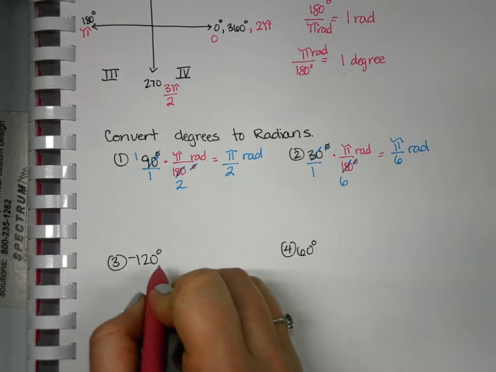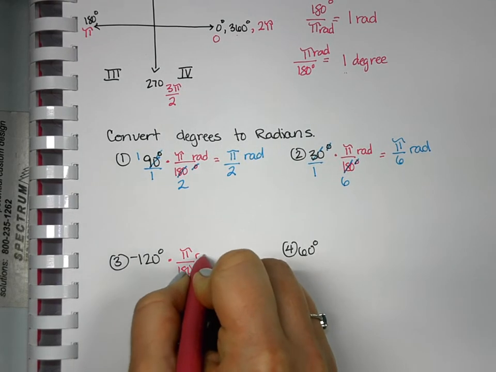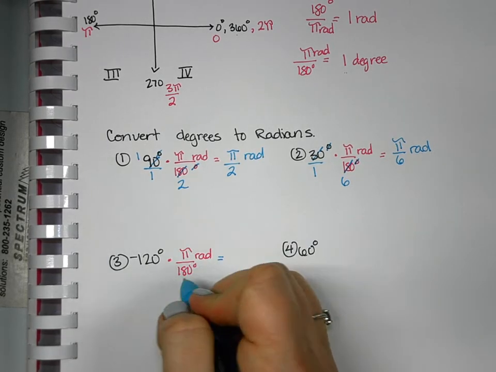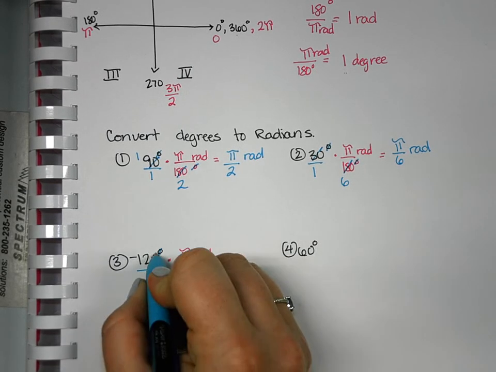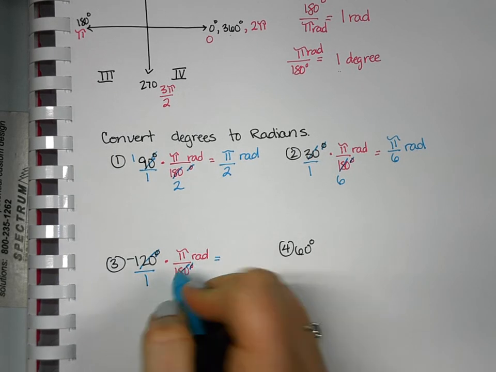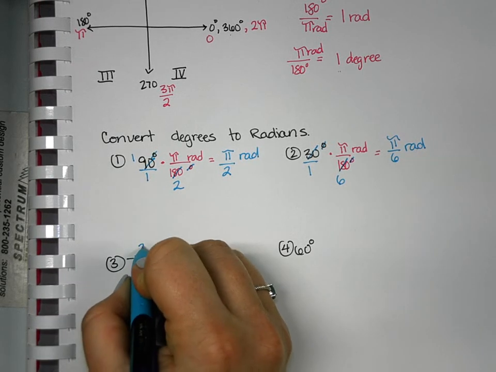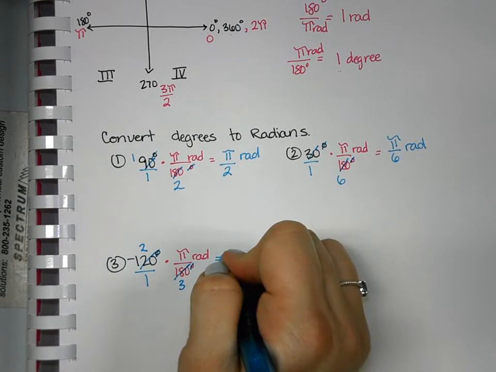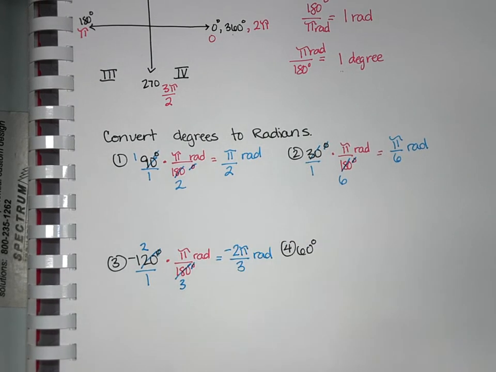For negative 120, again we multiply by pi over 180. We again have radians on top, degrees on the bottom, so that the units will cancel. 120 is over 1. Degrees cancel. We can reduce as well. We can reduce both the 120 and the 180 by 60. It goes into 120 twice, and here it goes in 3 times. On top I'm left with a negative 2 times pi, and on the bottom I'm left with a 3. So we would have negative 2 pi over 3 radians as our converted measurement.